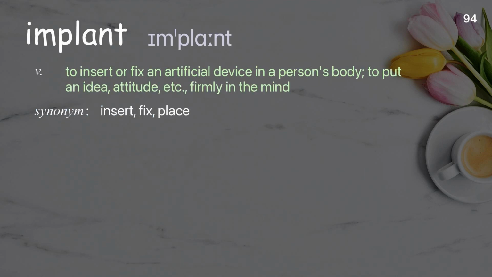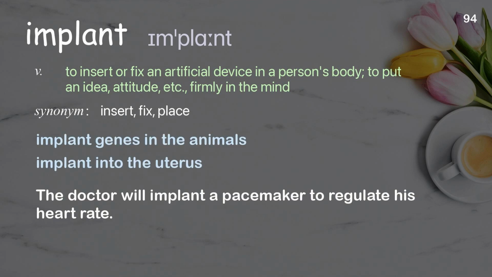Implant: to insert or fix an artificial device in a person's body; to put an idea, attitude, etc., firmly in the mind. Examples: Implant genes in the animals. Implant into the uterus. The doctor will implant a pacemaker to regulate his heart rate.